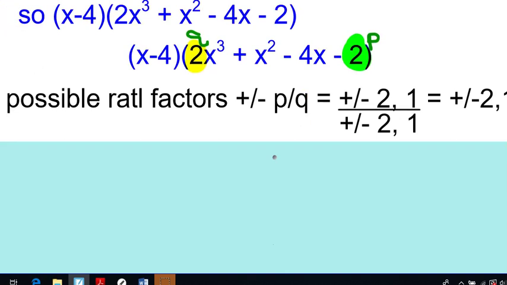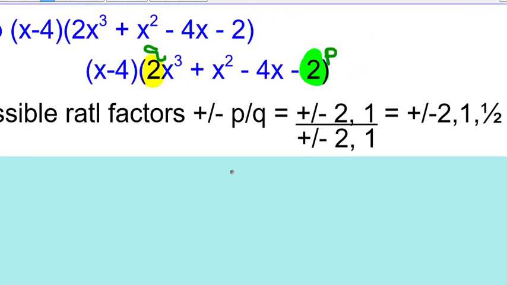Okay, so now I'm down to a trinomial. This gets a little bit easier. My p and q are smaller. I write out the factors, and I figure out what the possible roots are going to be. Let me move this over a bit so you can see all of it. So my possible roots then are going to be plus or minus 2, 1, or 1/2.